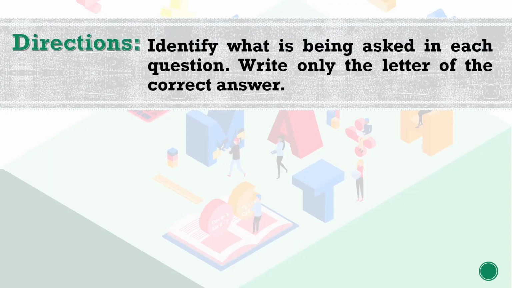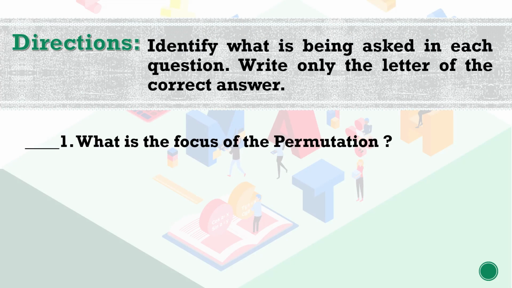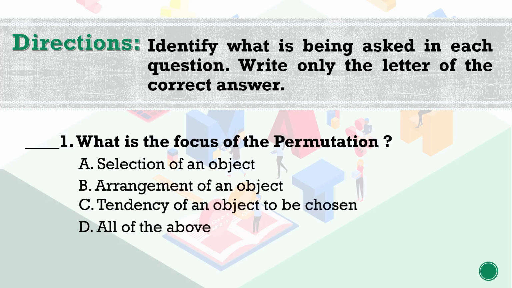Directions. Identify what is being asked in each question. Write only the letters of the correct answer. For number 1, what is the focus of the permutation? Is it letter A, selection of an object, letter B, arrangement of an object, letter C, tendency of an object to be chosen, or is it letter D, all of the above? And the answer is letter B, arrangement of an object.